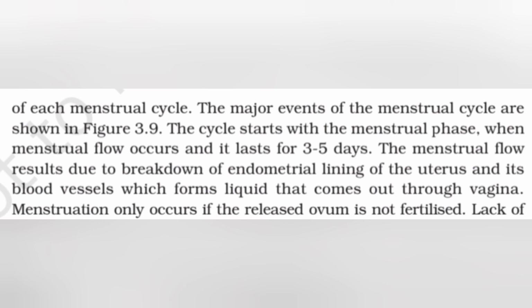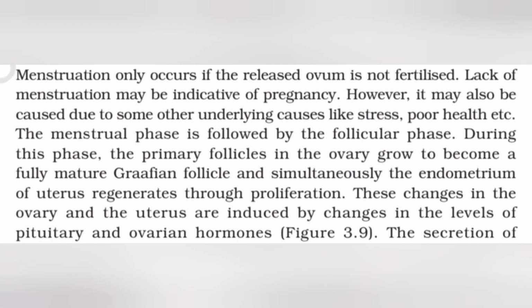Menstruation occurs only if the released ovum is not fertilized. Lack of menstruation may be indicative of pregnancy. However, it may also be caused by some other underlying causes like stress, poor health, etc. The menstrual phase is followed by the follicular phase.